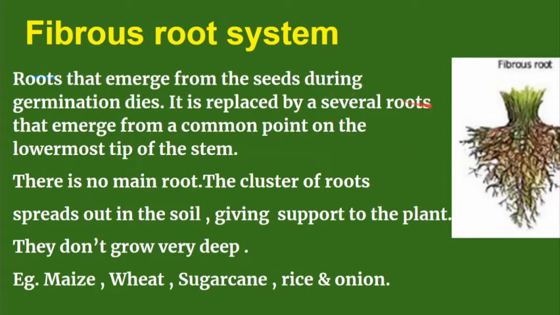Now look at the fibrous root system. Here there is no main root. You can see a cluster of roots in the picture. This cluster of roots spreads out in the soil, giving support to the plant. They don't grow very deep. Examples are maize, wheat, sugarcane, rice and onion.